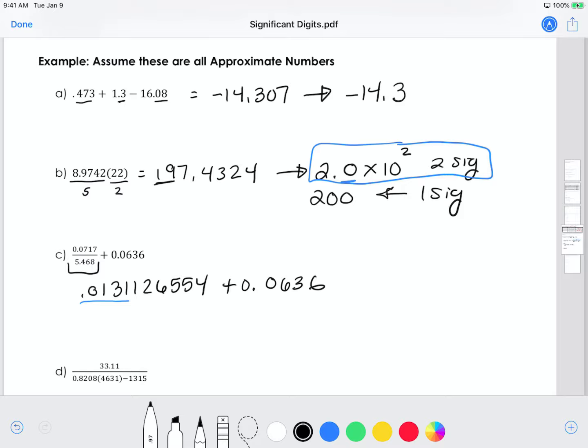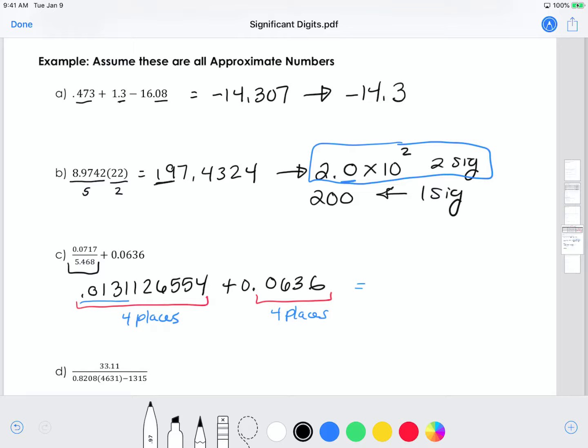Now that we're using addition, we want to go to the precision rule. So I have 3 significant digits for this number here, but that gives me 4 decimal places. Right, 0.0131. That gives me 4 places because we're focused on precision now with the addition. And then for this number here, I have 4 decimal places. So in my final answer, when I add that up, I should have 4 places.